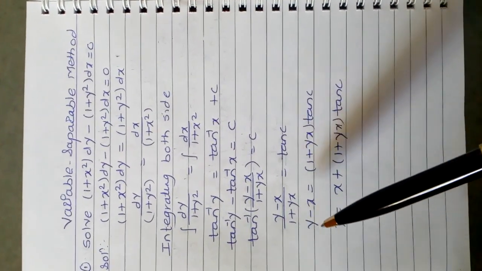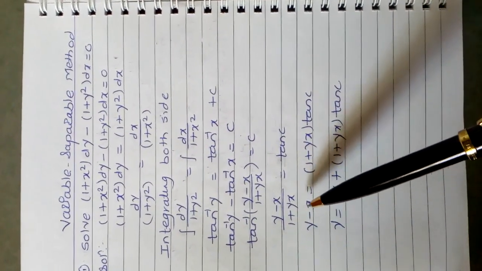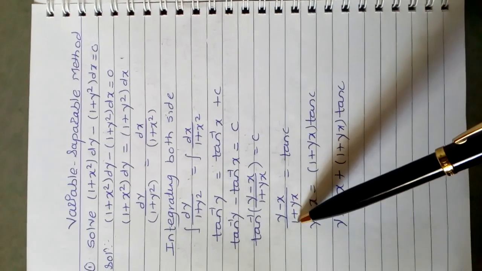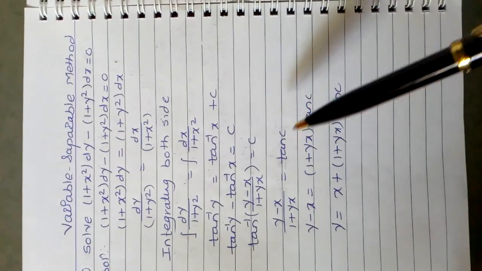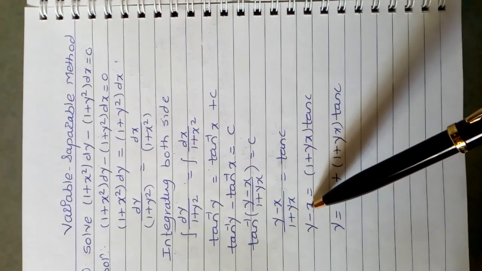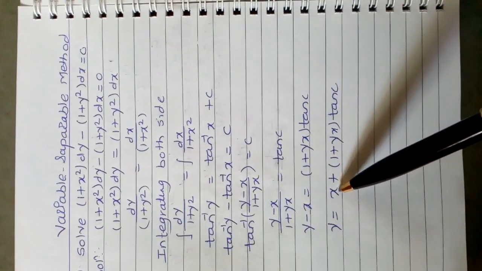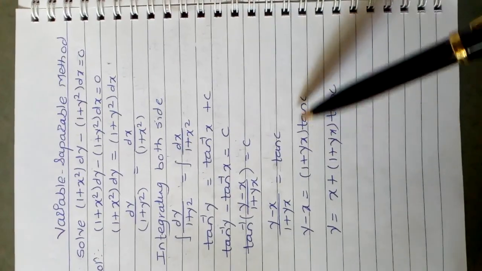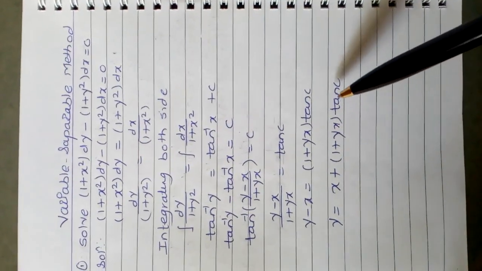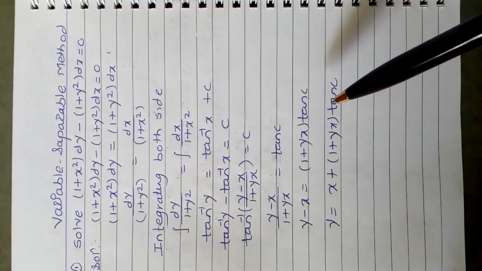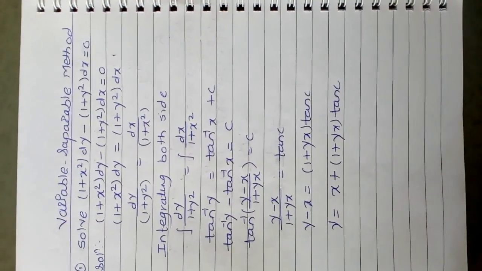Therefore here we convert the equation into the form (y − x) equals (1 + yx) goes to the other side, which multiplies with tan c, and here minus x turns to the other side and becomes plus x, plus this term remains as it is. Therefore y equals x plus (1 + yx) tan c. That is the answer of that equation.